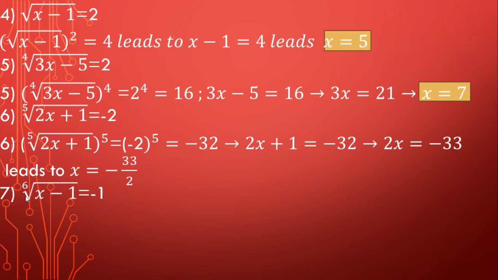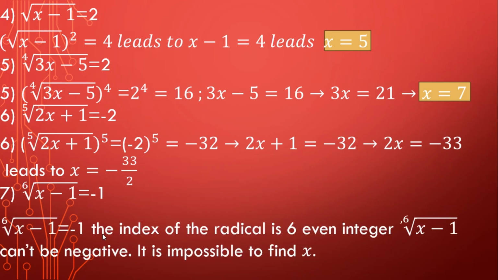Sixth radical of x minus 1 equals minus 1. This equation is impossible because the radical should always be positive. In this case, we don't have a solution.